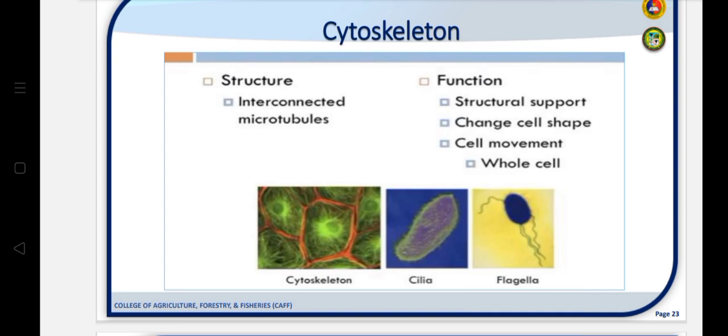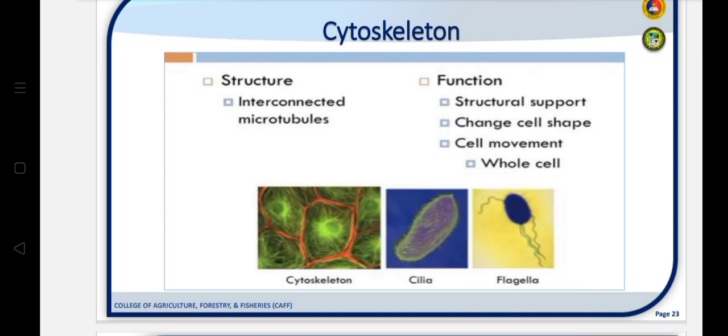In terms of function, we have structural support. It helps the cell keep its shape and prevents it from collapsing. Then we have change of cell shape. The cytoskeleton can rearrange itself, allowing the cell to change shape when needed. Then we have cell movement. It also helps the cell move, either by moving the whole cell or by moving parts inside the cell.